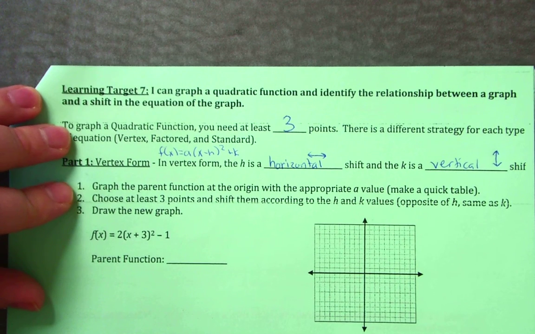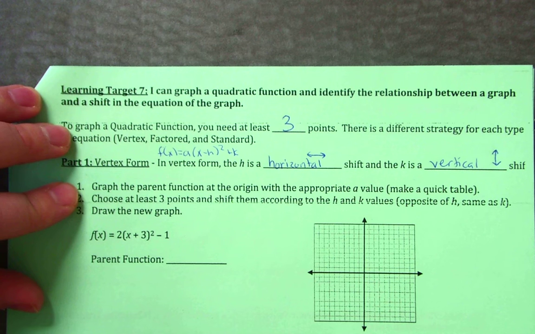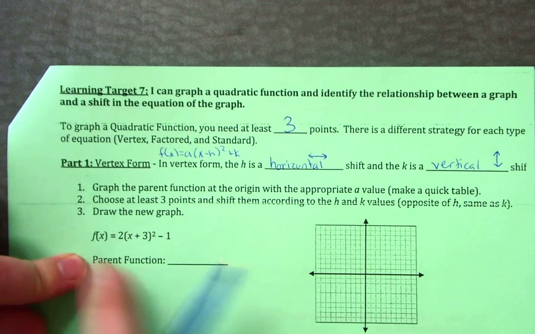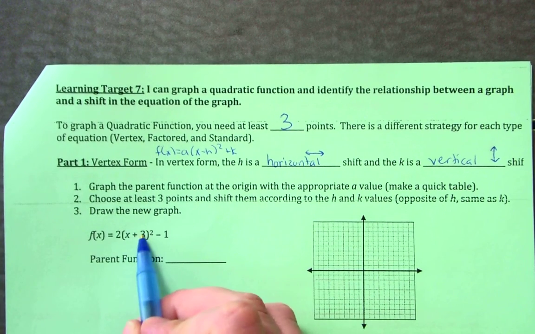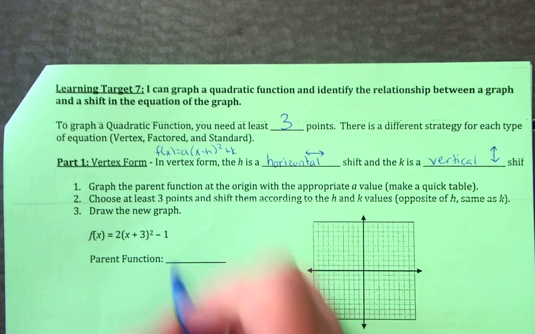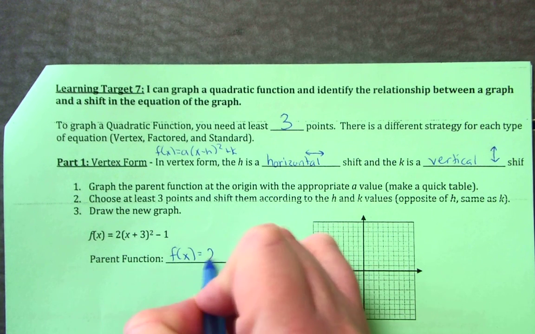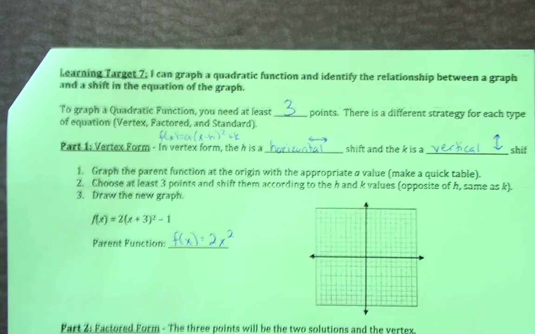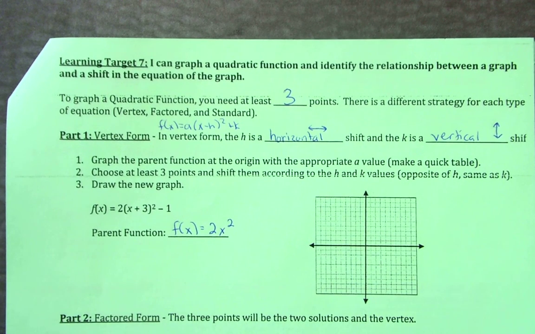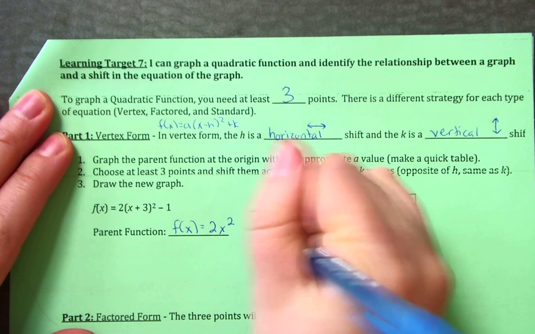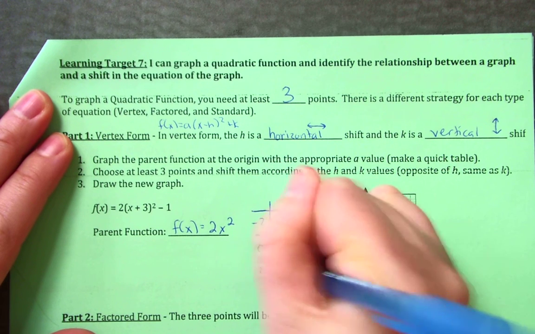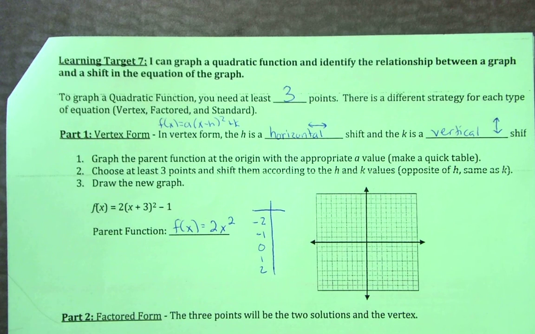So to graph a function in vertex form, you're first going to graph the parent function at the origin with the appropriate a value. To do this, you're just going to make a table. If you're looking at this function right here in vertex form, the parent function is going to be without the shifts. So basically no H, no K. So here, it's going to be 2x squared. And then, once you have the parent function, you're going to make a table of that. I'm going to go from -2 to +2. That way it gives me some negatives and some positives.